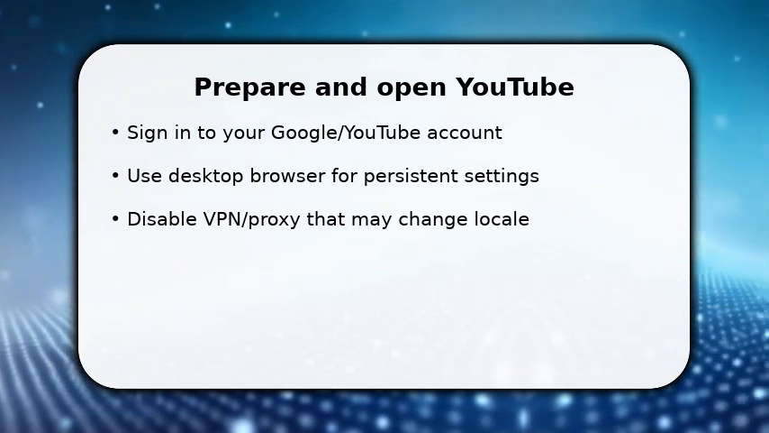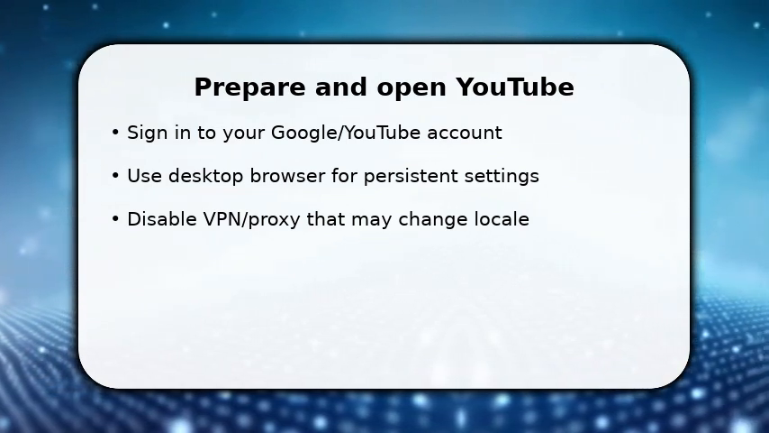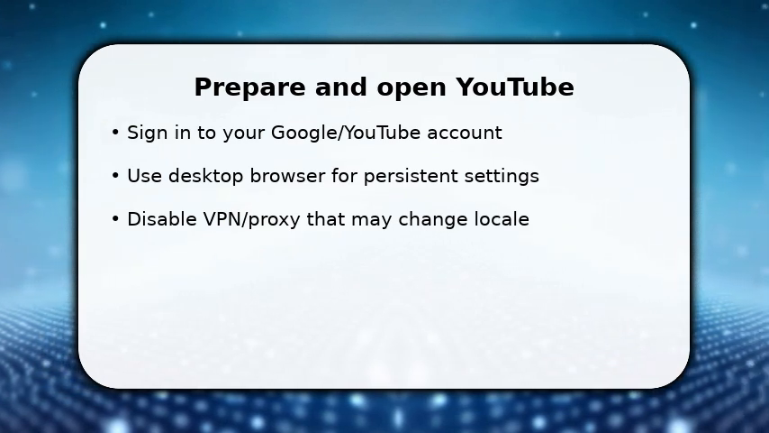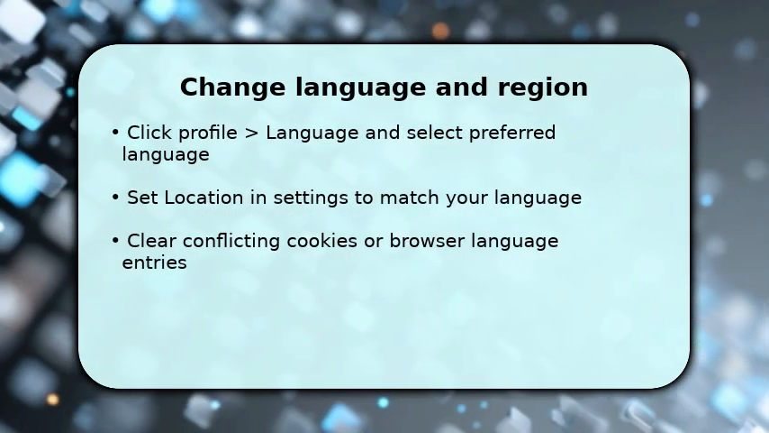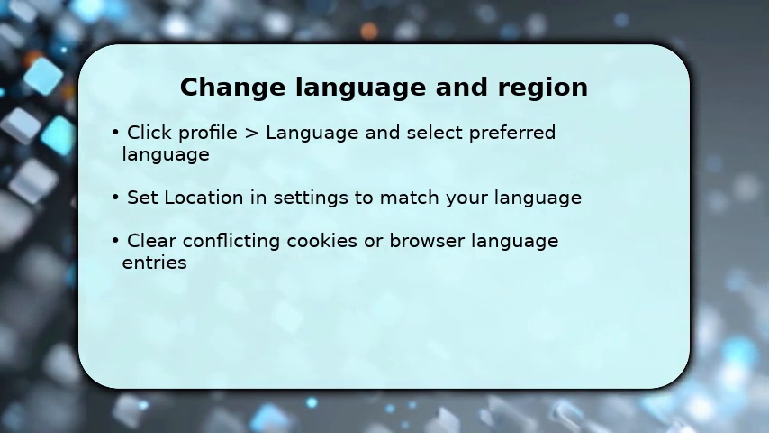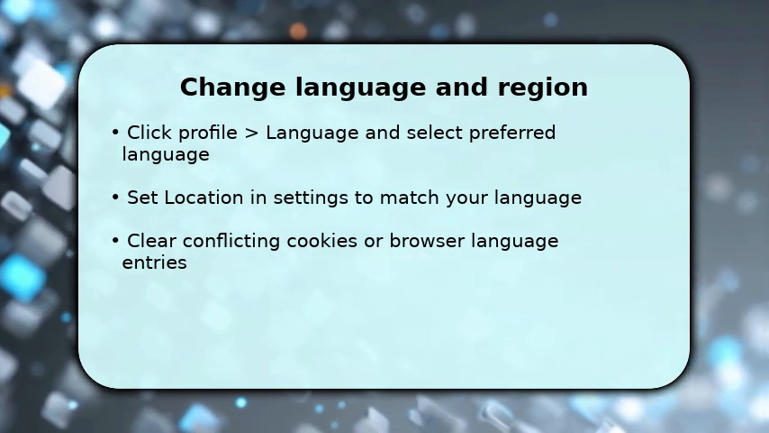Now, go straight to the profile icon on the top right. We will change the site language instead of relying on auto-detection. Click your profile icon, then choose language and pick the exact language you want. This stops YouTube from guessing. Next, go to Settings Location and set it to the country that matches that language so recommendations and UI stick.